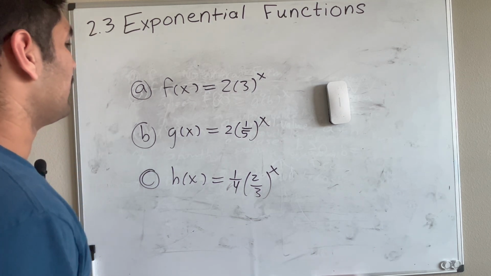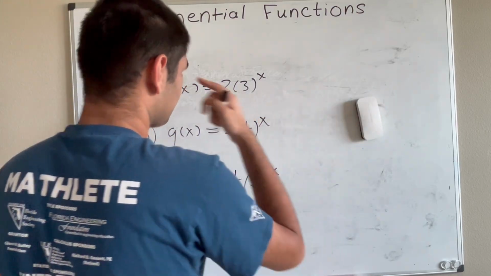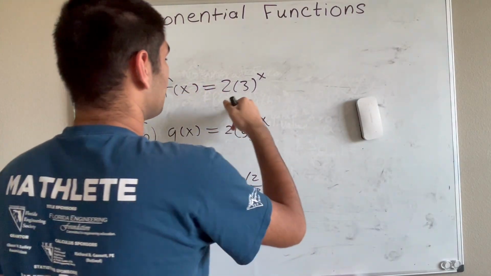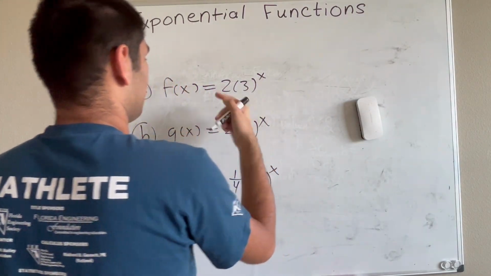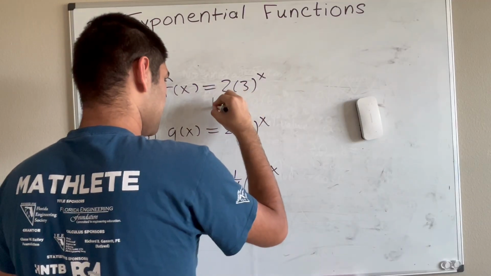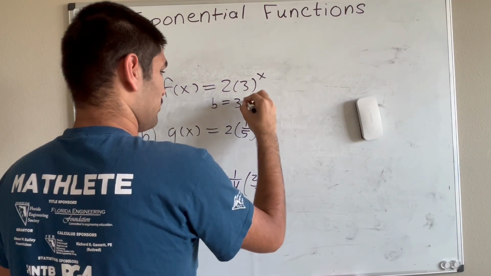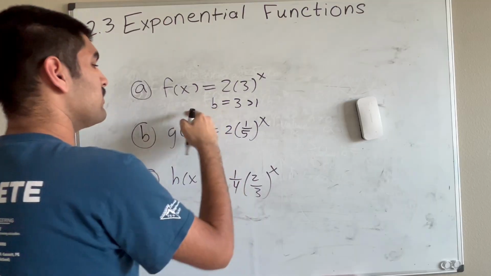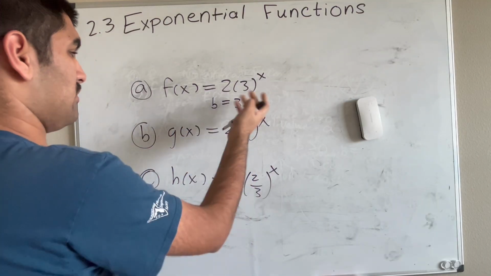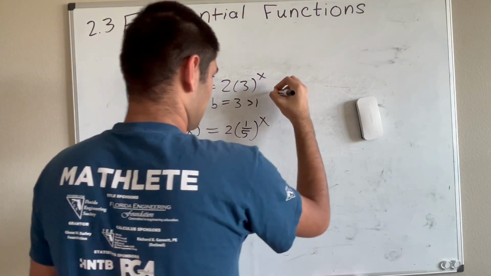All right, so now let's see how we do this. For this first one, we have to look at the b value, right? In this case, b is equal to 3, which is greater than 1. And so we know that exponential growth happens when b is greater than 1. So that means that this is exponential growth.